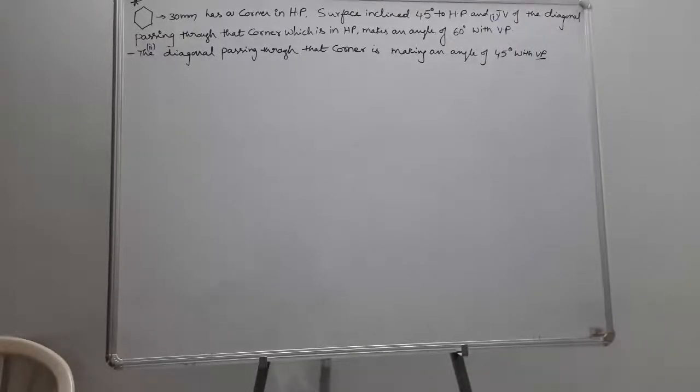Students, have you understood the problem? Is my problem visible for you? A regular hexagon of side 30 mm has a corner in HP. The corner is in HP and the surface is inclined 45 degrees to the HP. Top view of the diagonal.